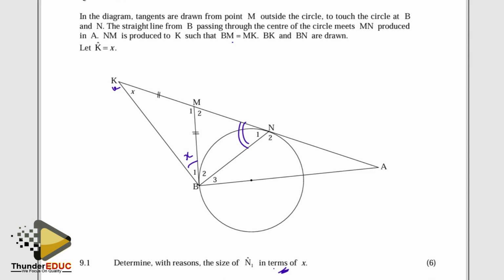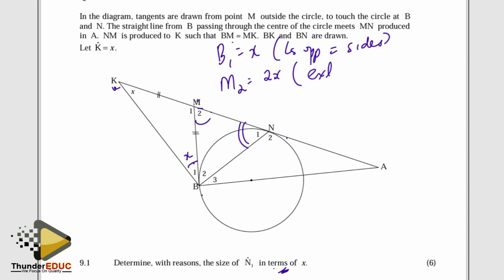Tangents are drawn from M. It's okay, this is sorted. So I'm going to say that P1 is x, angles opposite equal sides. And then I'm going to say that M2 is going to be twice x because it's the exterior angle of the triangle KMB. Okay, so that is 2x.